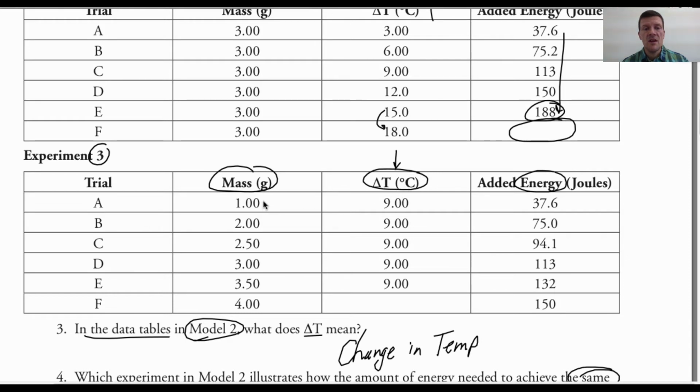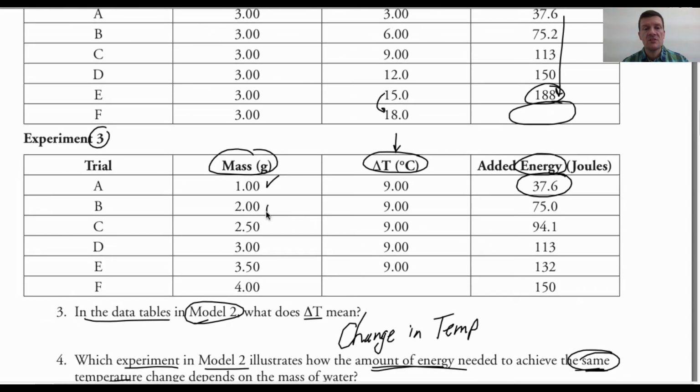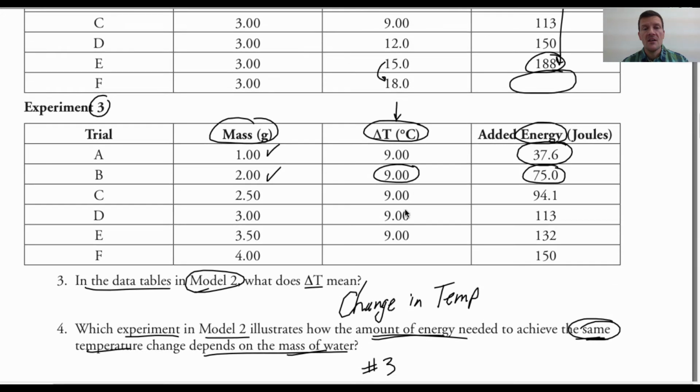We're trying to keep this delta T the same. So we have 1 gram of substance, and as soon as that temperature change gets to 9, we stop and we measure how much energy we added. We take a 2-gram sample. As soon as the temperature change is 9, we stop and we measure how much energy we added to that substance to get a delta T of 9. Well, as the mass increases here, you have to add more and more energy to get the same change in temperature.